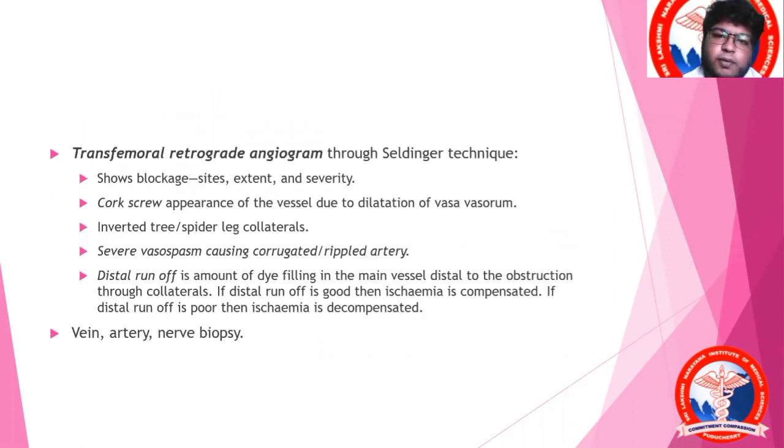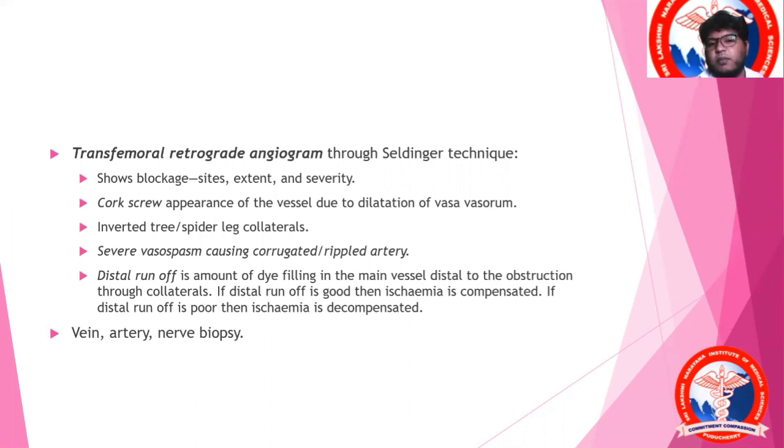Transfemoral retrograde angiogram through Seldinger technique shows the size, extent, and severity of blockage. Corkscrew appearance of the vessel is due to dilatation of vasa vasorum. Inverted tree or spider leg collaterals may be seen. Severe vasospasm causing corrugated or ripple artery may be seen.